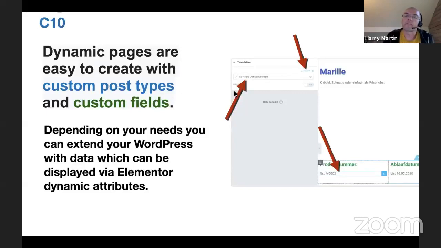So you see here now a demo with an ACF field with an article number, and we get this product number displayed in our template by choosing the dynamic icon on the right top of the field, and then selecting the ACF field, selecting the key of this field, and then we get the number displayed in our template.